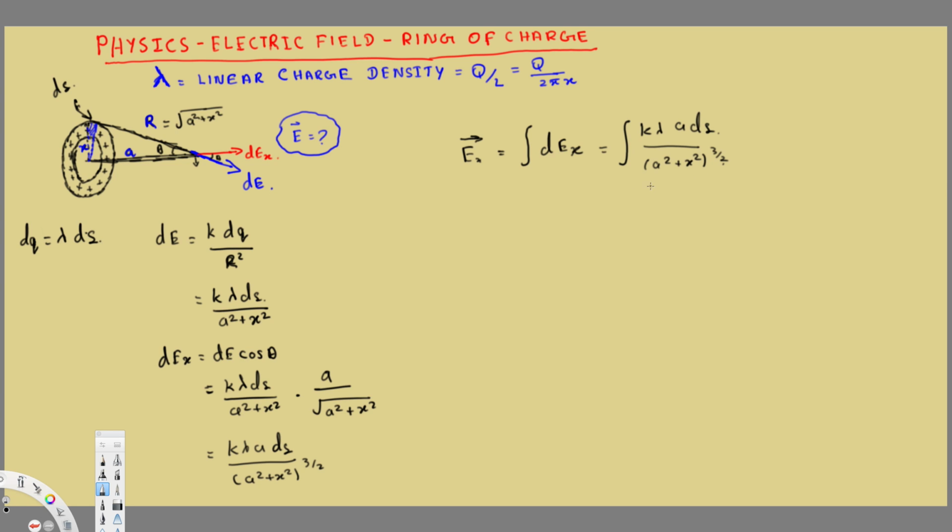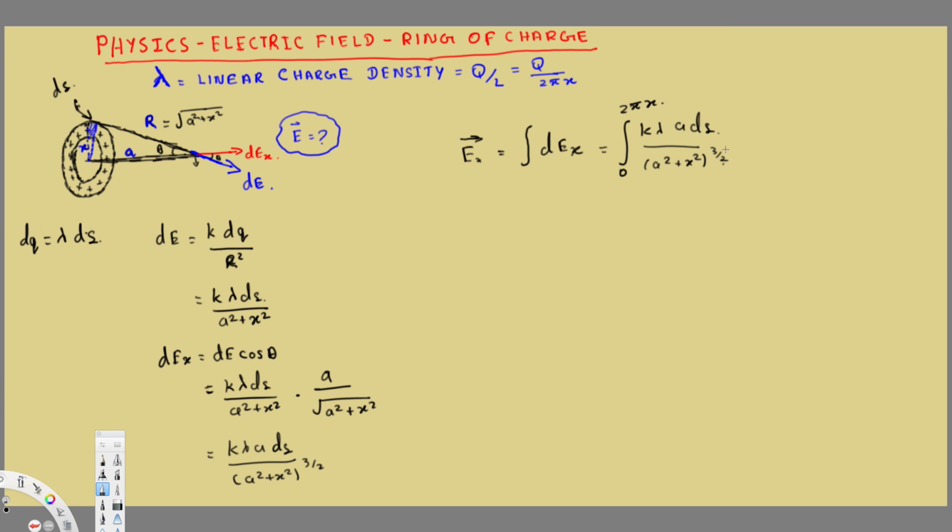This is what we are trying to integrate, and it goes over the total length of this circle. The radius is x, and the length of a circle is 2 pi r, so we replace the radius with x and the length is 2 pi x. So that's how we got it. This is going to be from 0 to 2 pi x.